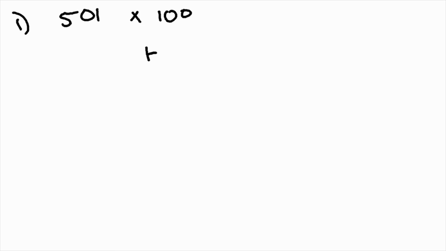So, hundreds, tens, units. And if we're timesing by 100, we're going to be making this number bigger. So we're actually going to need the thousands column and 10,000s column. So our number 501, we've got 5 hundreds, 0 tens, and 1 unit.